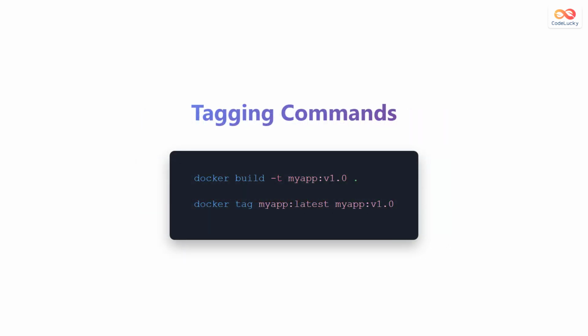Here are some examples of tagging commands. The first command, docker build -t myapp:v1.0, builds a Docker image and tags it as myapp:v1.0. The second command, docker tag myapp:latest myapp:v1.0, tags an existing image with a new tag, in this case, copying the latest tag to the v1.0 tag.